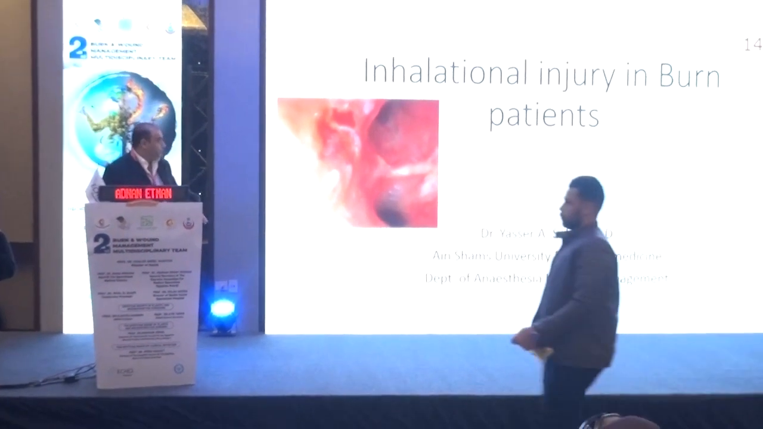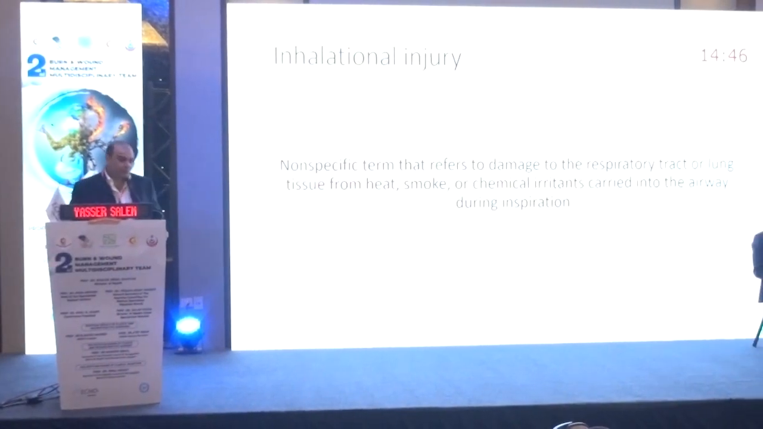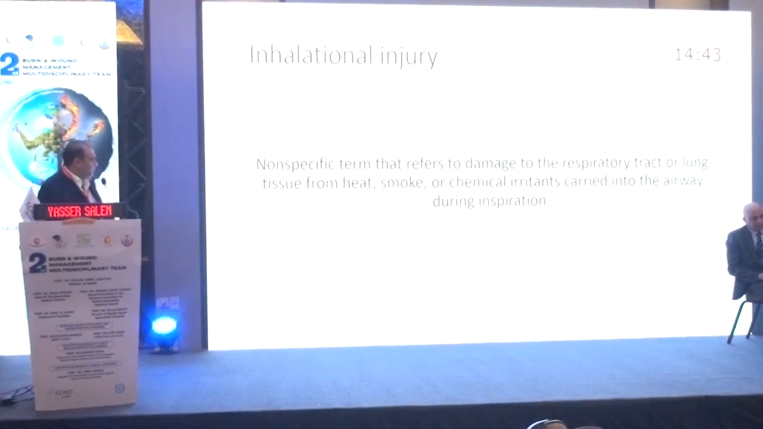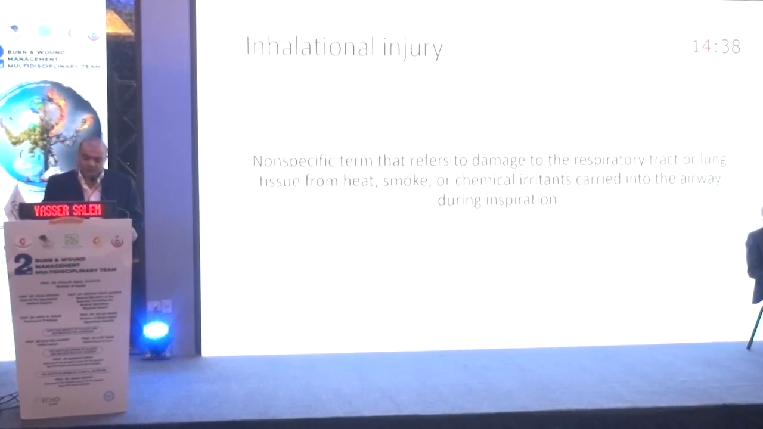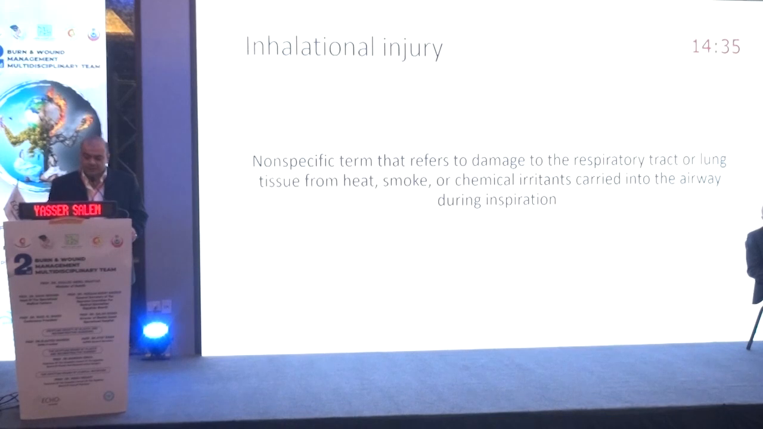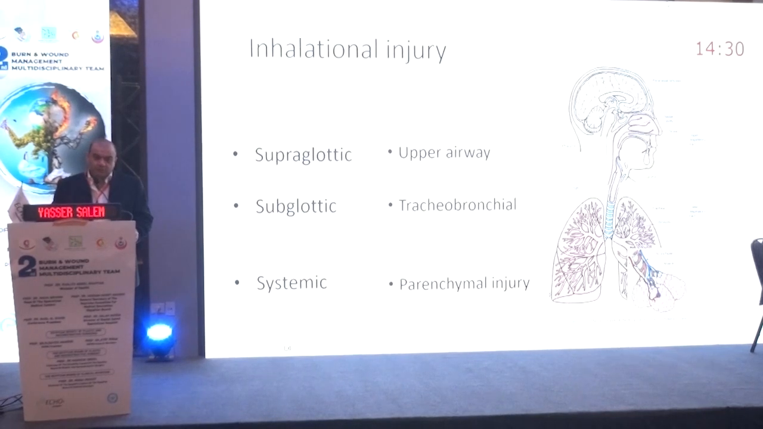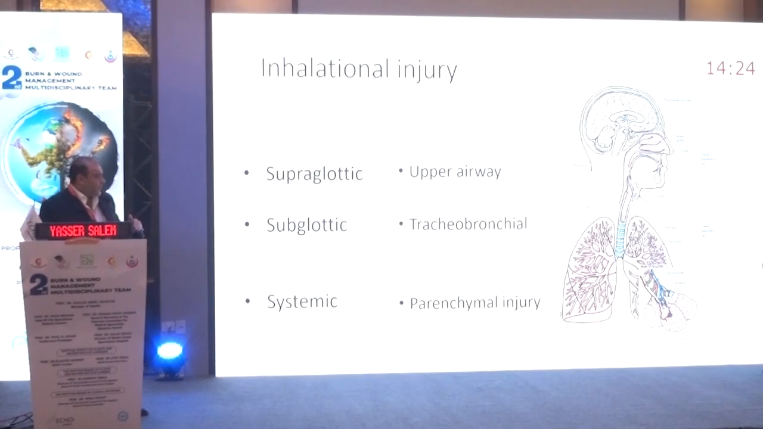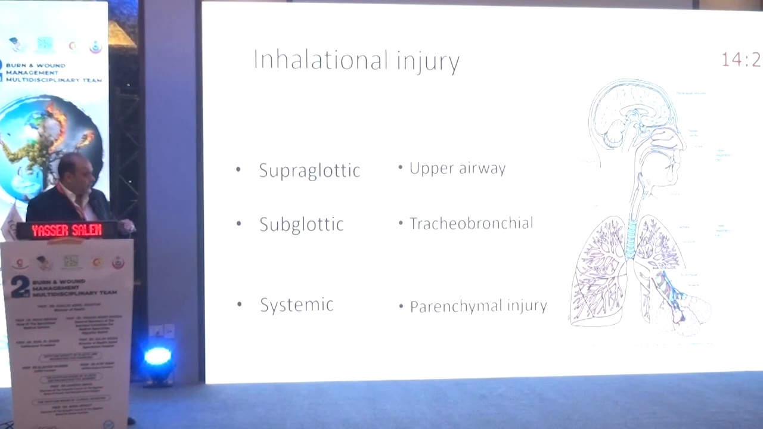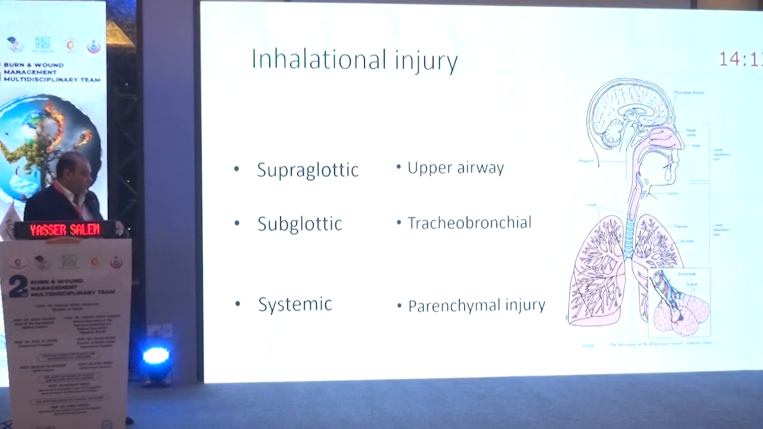Starting with inhalational injury in burn patients. Starting with the definition, what could be the definition of inhalational injury in burn patients? It is a non-specific term that refers to damage to the respiratory tract and lung tissue from heat, smoke, or chemical irritants carried into the airway during inspiration. Inhalational injury could be in the upper airway, in the supraglottic area, or in the subglottic area, the tracheobronchial tree, or on the parenchymal level, including systemic toxicity.